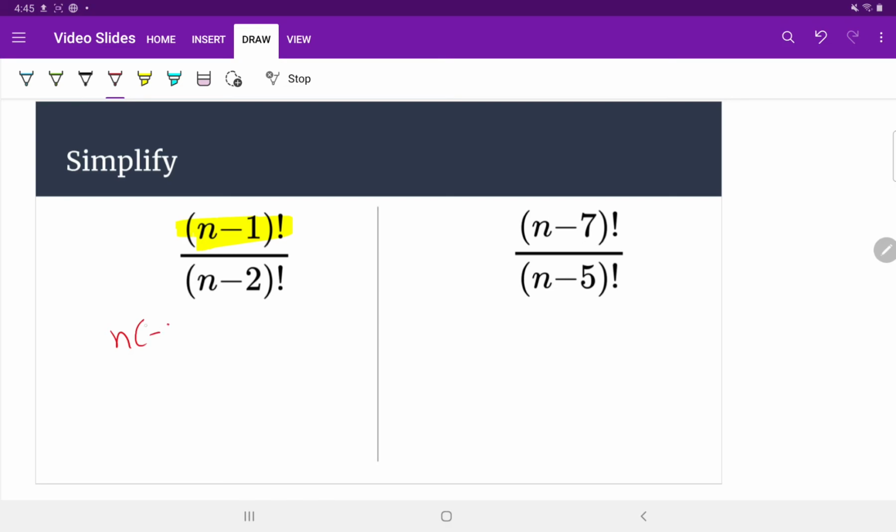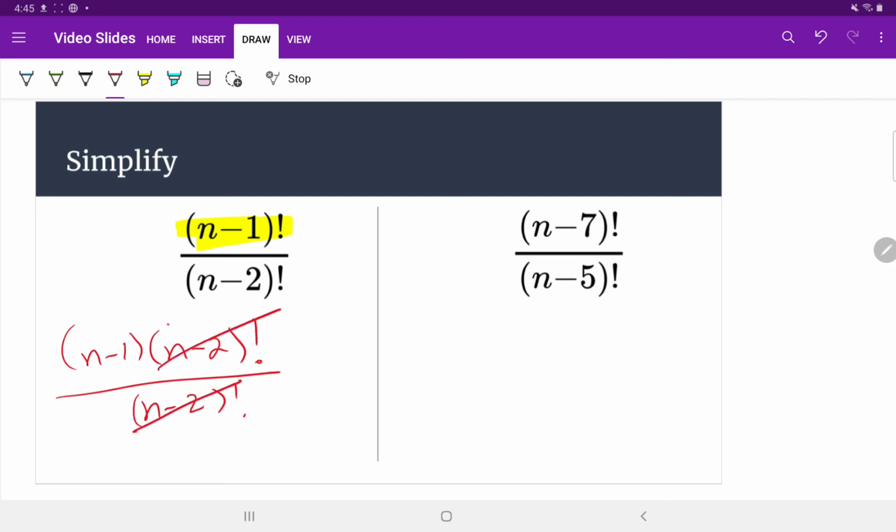So I expand this. So that's going to be n minus 1, expand it down to n minus 2, and they match up now. So n minus 2 factorial, n minus 2 factorial, cancel, cancel.